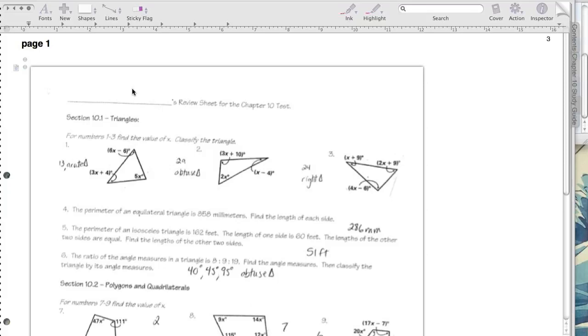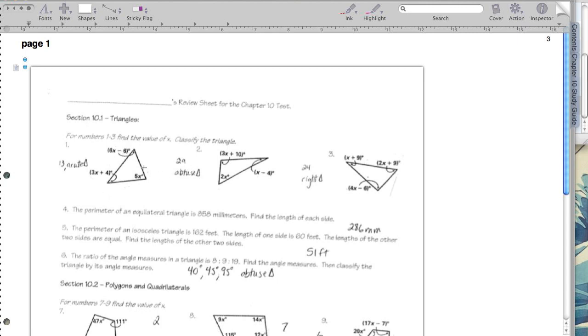All right, let's take a look at the Chapter 10 review sheet, so you guys will be super prepared for the test. For the first three problems, they want us to find the value of x and then classify the triangle. So they're giving us the three angle measures. Now I have the answer written in here. You'll see they're written in. It's a little tilted because that's how it came through the copy machine, but we're focusing on the actual problem.